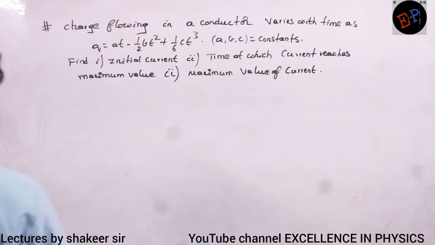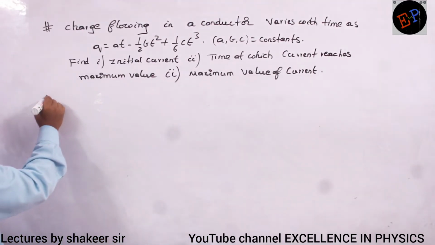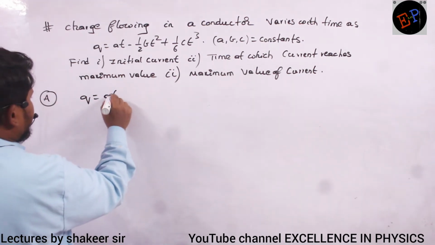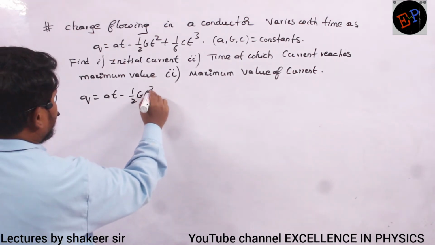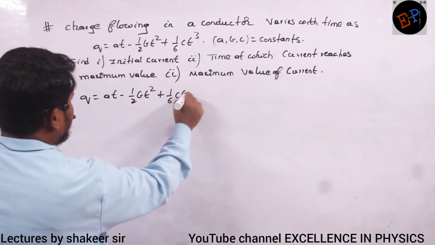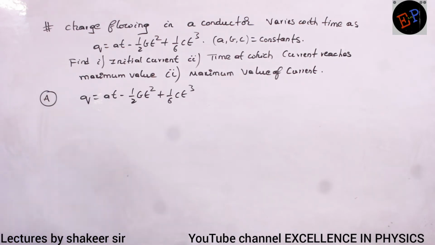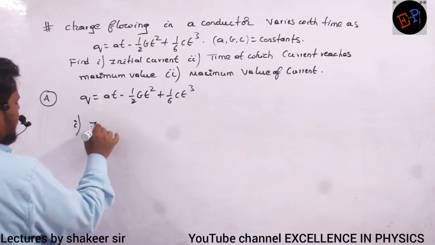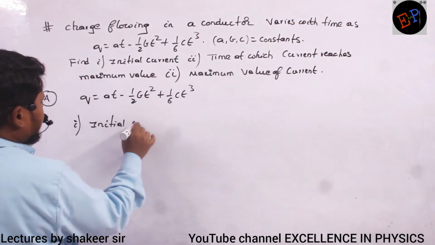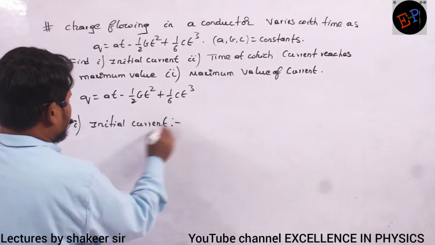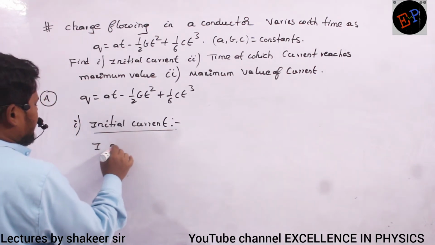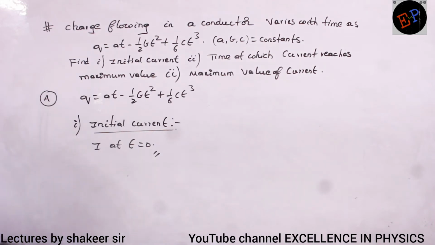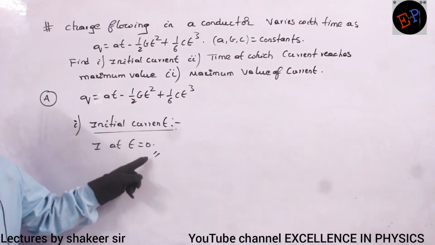See this question. Charge flowing in a conductor varies with time as Q is equal to A t minus half B t square plus 1 by 6 C t cube, where A, B and C are constants. Find the initial current. First, what am I supposed to calculate? The initial current. Initial current means what? Current at t equal to 0. Current when time is equal to 0, that is when you started observation.